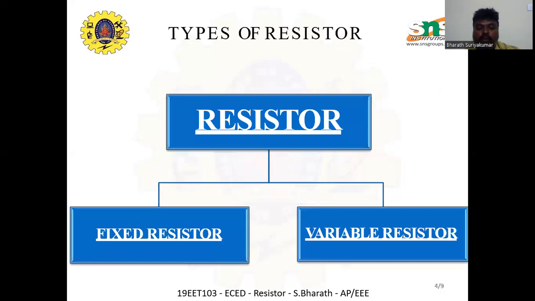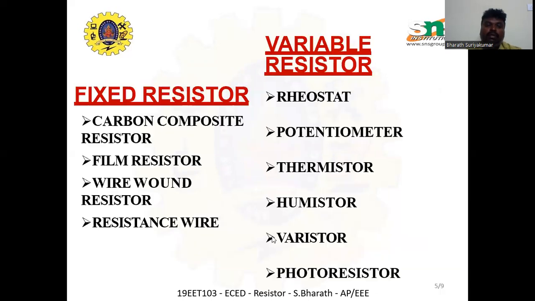What is the difference between the two? The fixed resistors are made up of carbon composite resistors, film resistors, wire-wound resistors, and resistance wires. These are the different types of fixed resistors, where the value of the resistance is fixed during manufacturing itself. You cannot change it. The second type are the resistors that are adjustable, that is, the value of the resistance can be adjusted or varied depending upon the requirements. Based upon the application, you can change the value of the resistor.